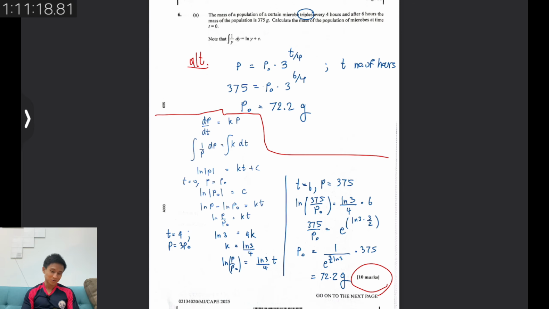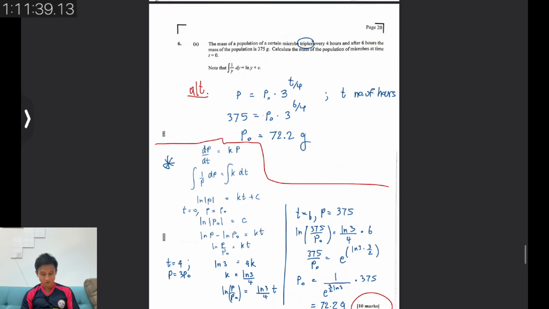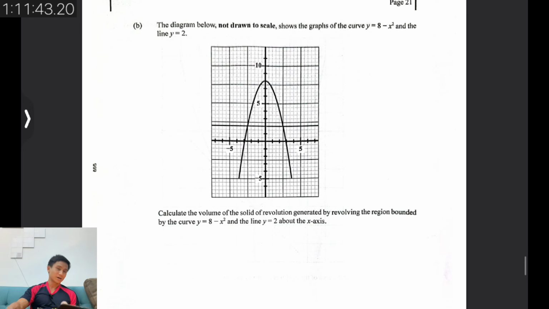Which is also possible. Because if the question says use integration, or use a differential equation, or solve by first stating the differential equation, then this is the only way. But because it doesn't say, that will be my alternative there. But you should stick to this because the marks are quite a lot. It's 10 marks. Anyway, part B.